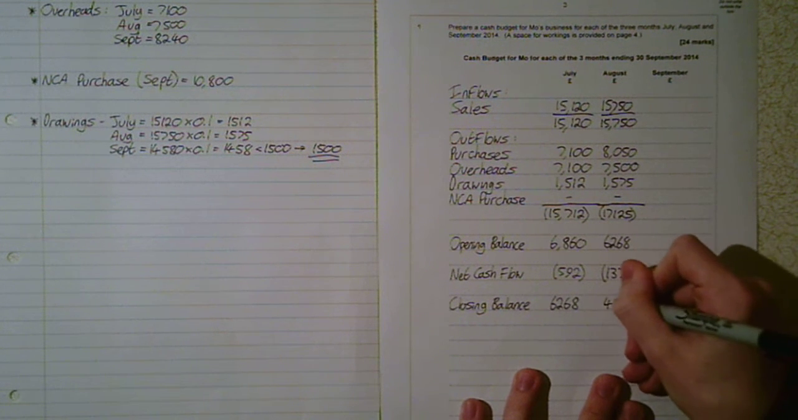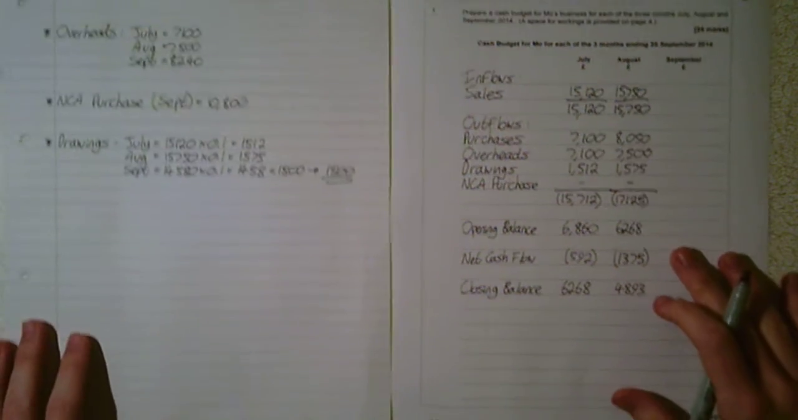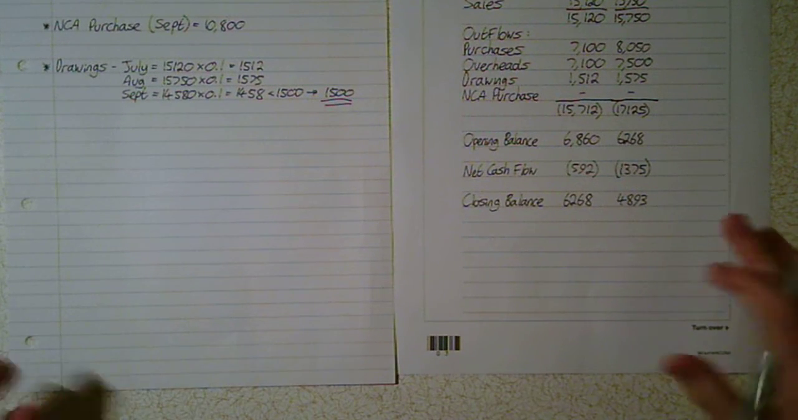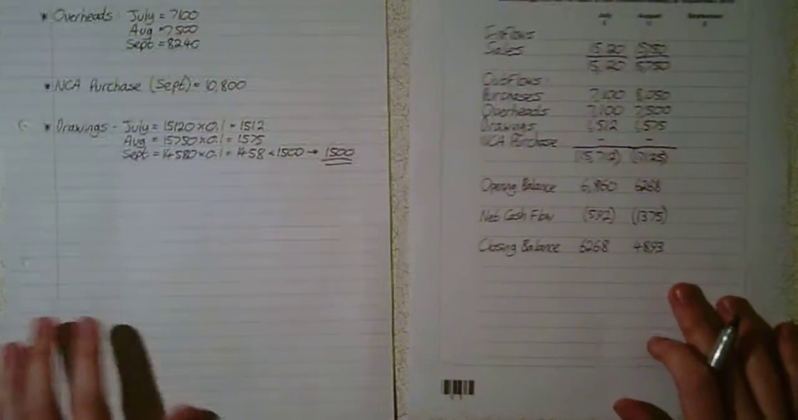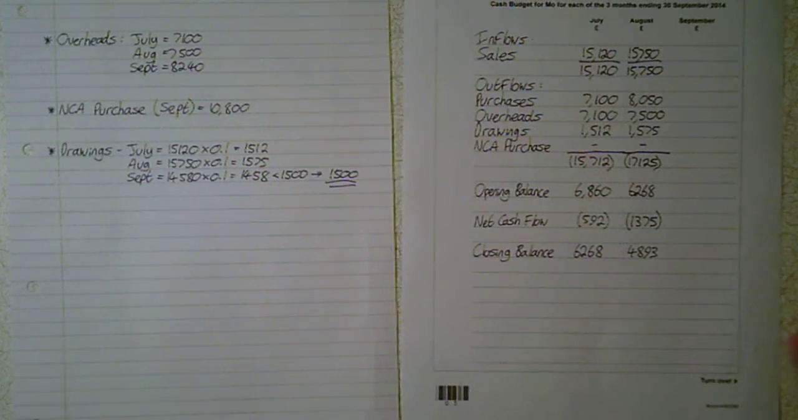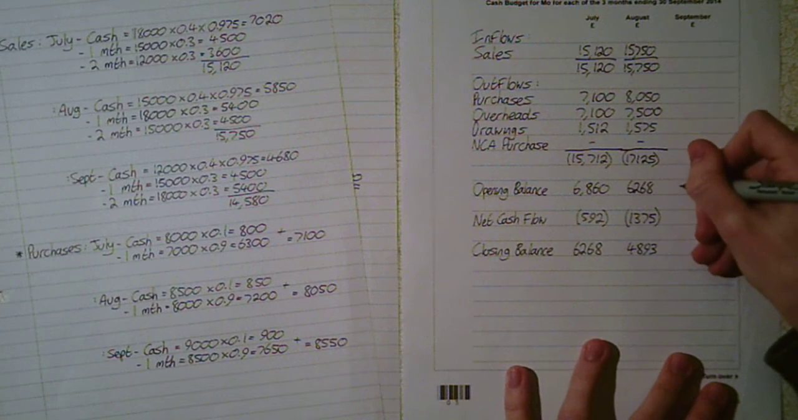So there is no written question or narrative question after this. Sometimes we'll get asked to advise Mo on the cash flow situation. What you notice in here is his net cash flow is actually getting worse. So what would you advise Mo? Just think that through sometimes, because it may come up. So finally, we'll just carry that closing balance across.